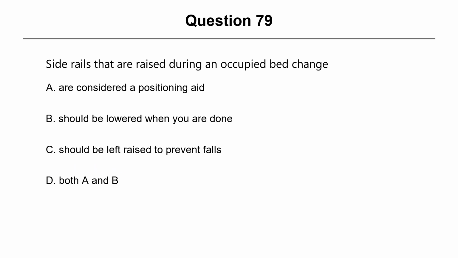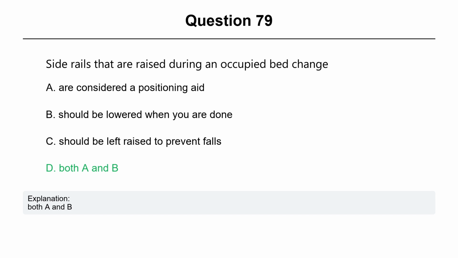Side rails that are raised during an occupied bed change: Option A, are considered a positioning aid. Option B, should be lowered when you are done. Option C, should be left raised to prevent falls. Option D, both A and B. The correct answer is option D, both A and B. Question 80.